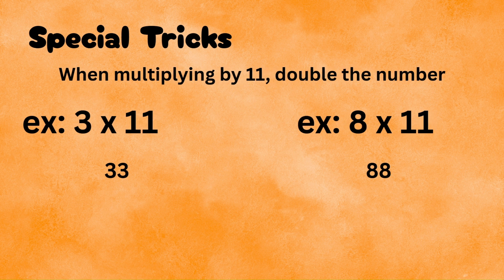When multiplying by 11, double the number. For example, 3 times 11 is equal to 33. 8 times 11 is 88. This works for all numbers 1 through 9.